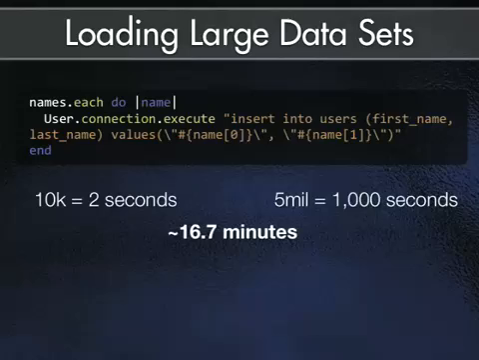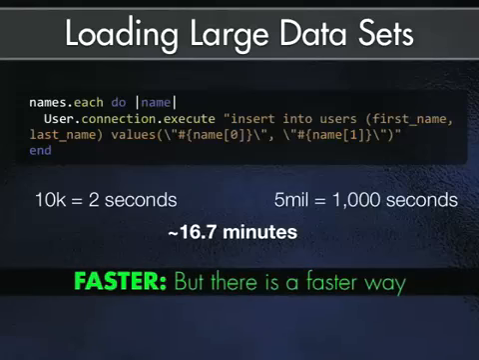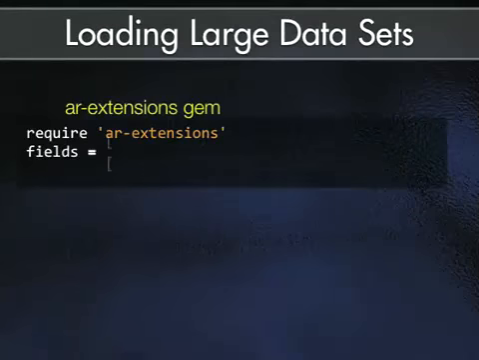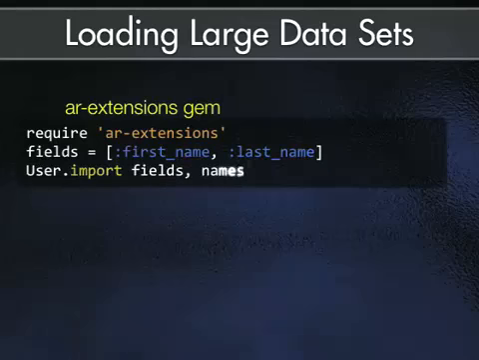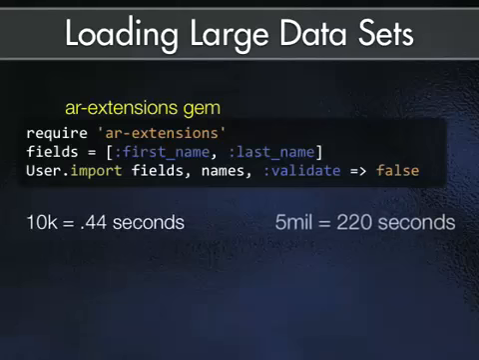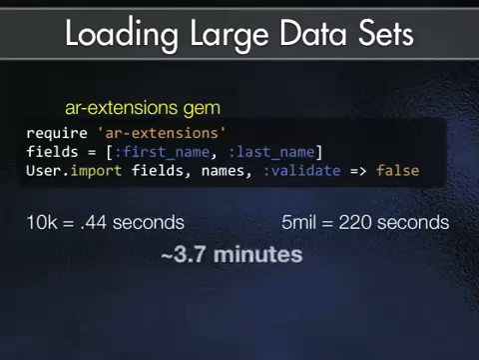That's a lot faster. But I was looking at this and I said, there has to be a faster way. There has to be a way to do bulk insert statements, right? And to do that, I found the ActiveRecord extensions gem. With that, you simply call the user.import method with your big array, and it does these big, huge insert statements. This took about 0.44 seconds for 10K, 220 seconds for 5 million, which meant it was going to be loading in about 3.7 minutes, which is nice and fast.